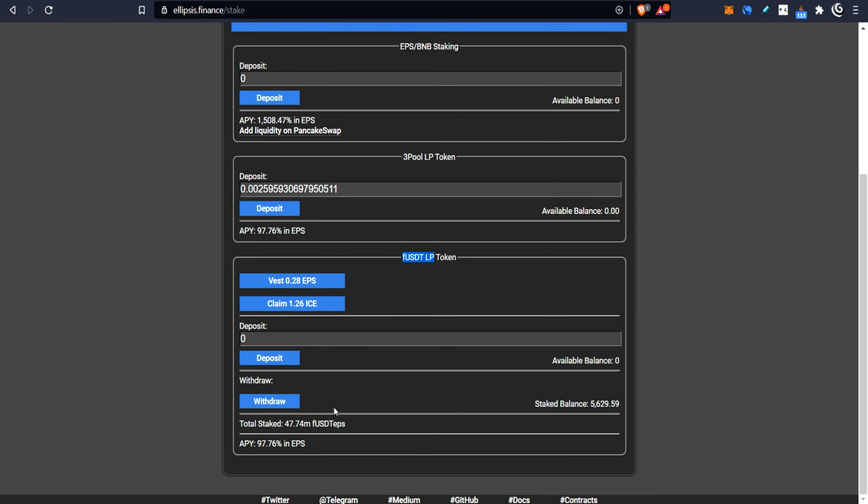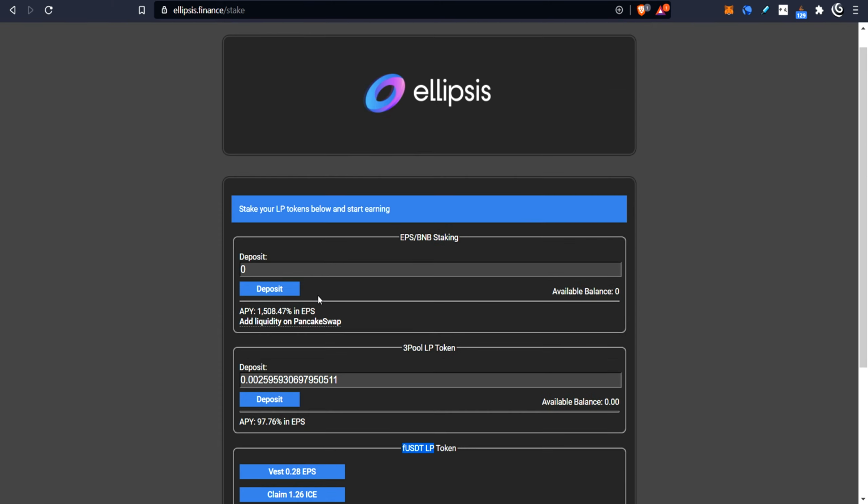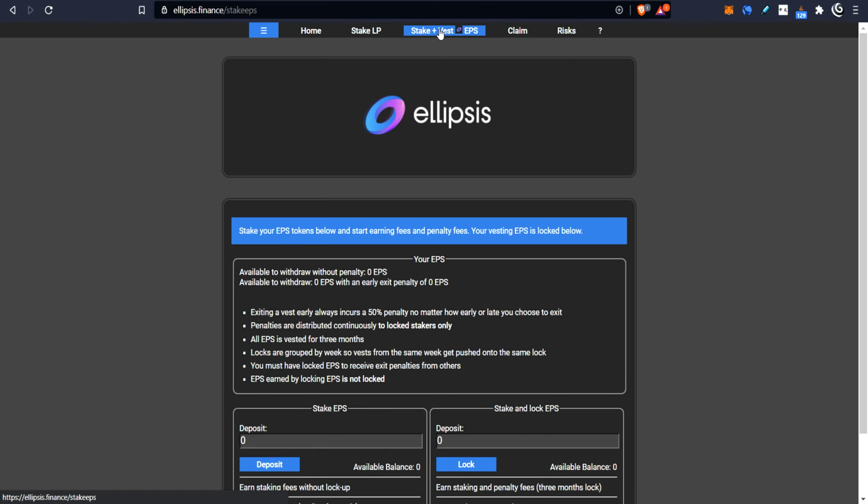Now, there is something key about this. You've noticed this says claim ICE. ICE can be claimed at any time. There's no problem with claiming ICE every day, every hour, as often as you like. But vesting EPS, now, this is important. So let's go to stake and vest.